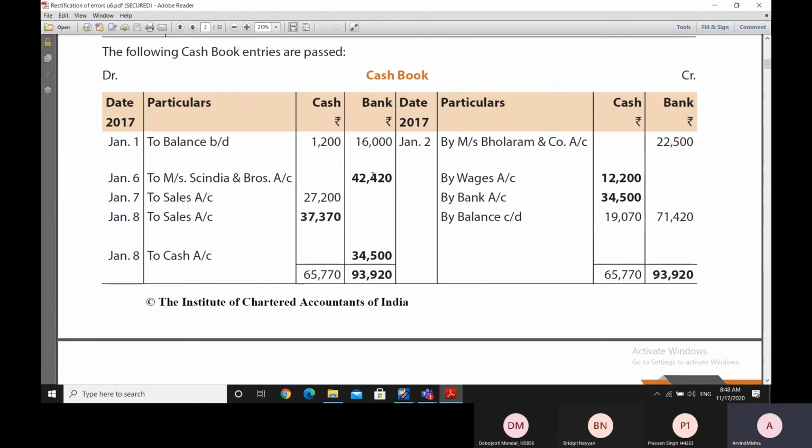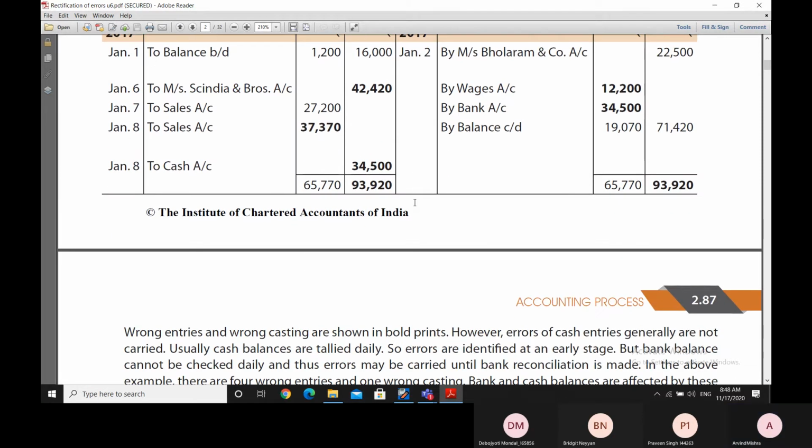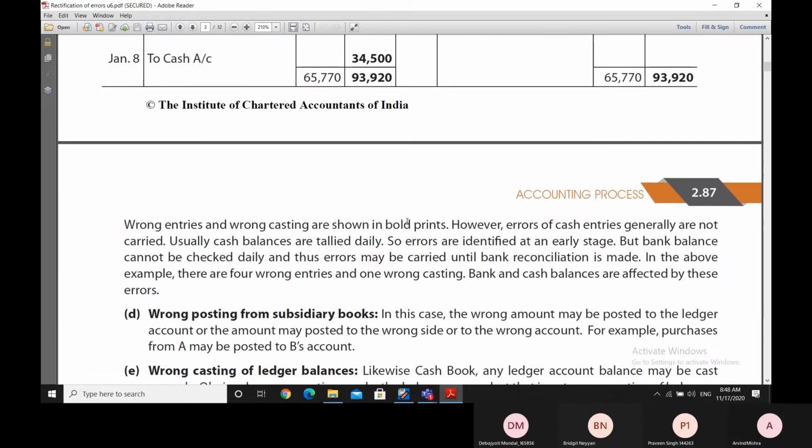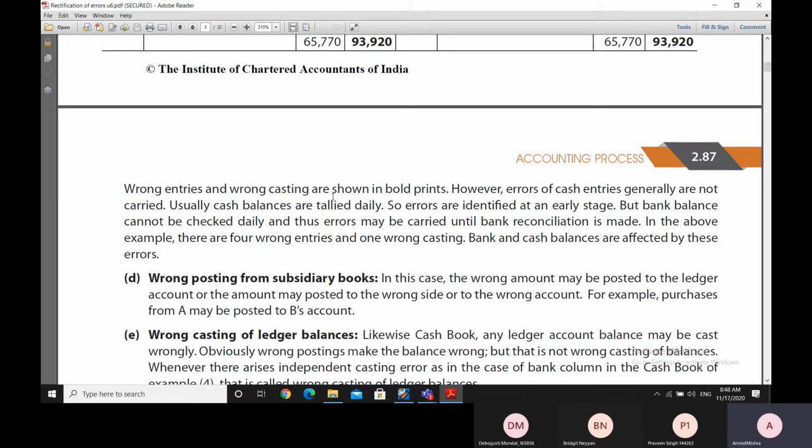So here you can see that all the wrong entries and all the wrong castings are shown in bold print. As we can see here, when we total the amounts also, there is an error here. So wrong entries and wrong casting are shown in bold print.